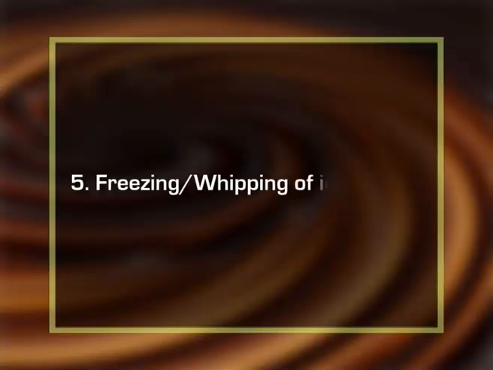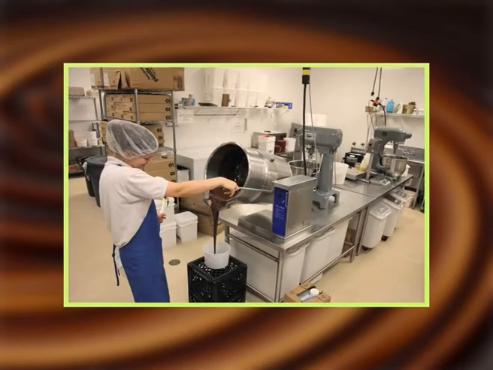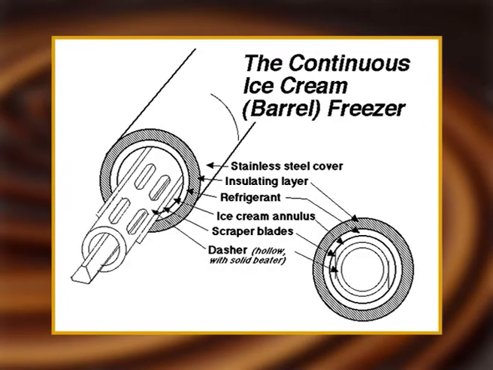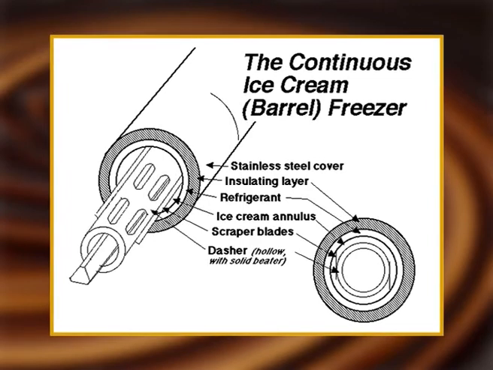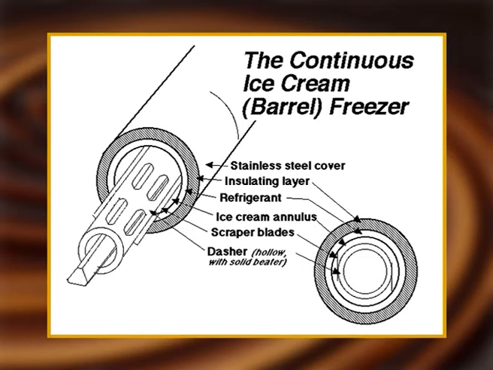Number 5. Freezing or whipping of ice cream. Following mix processing, the mix is drawn into a flavor tank where any liquid flavors, fruit purees or color are added. The mix then enters the dynamic freezing process, which both freezes a portion of the water and whips air into the frozen mix. The barrel freezer is a scraped surface, tubular heat exchanger which is jacketed with a boiling refrigerant such as ammonia or freon.